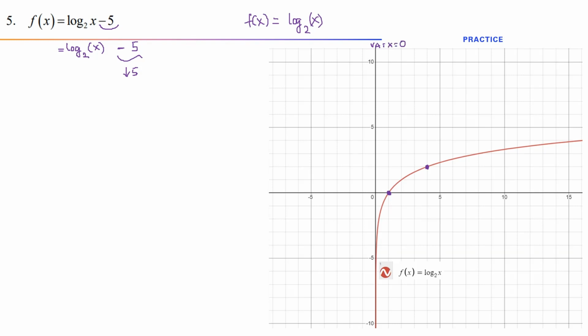x equals 0. Now we have nothing to change in the x direction because it's the same as the parent function. So the graph just moves down 5 units. So we move straight down 5 units. We have the new graph with the same vertical asymptote. We have 2 new points. We can find another point. It looks really nice here: 1, 2, 3, 4, 5. Then we can connect them.